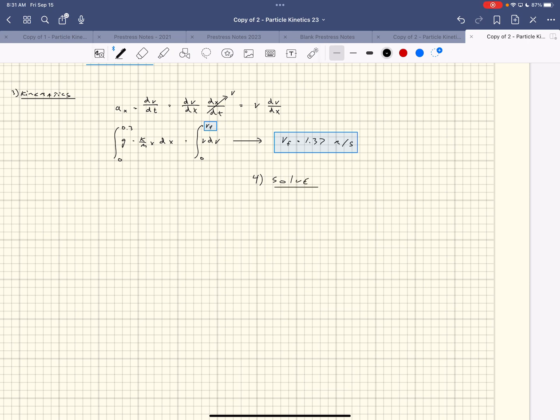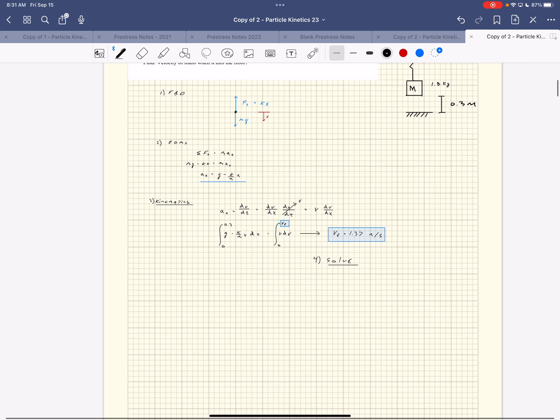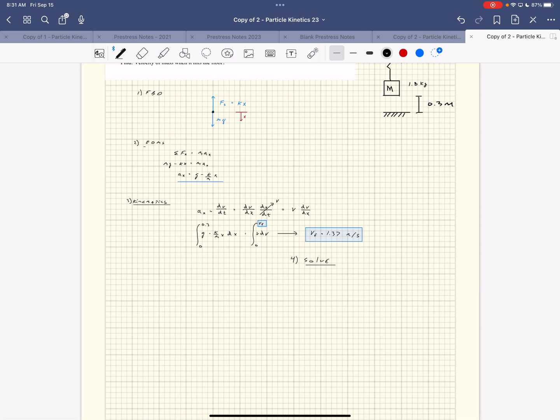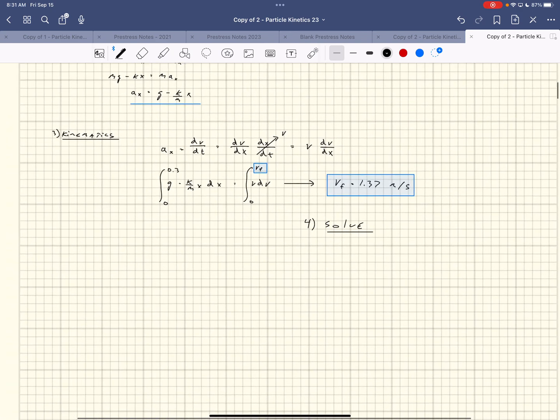Our solution method at each one of those had drawing a free body diagram, writing our equations of motion, doing our kinematics, and then solving. So the last step right there is just the solving. You would have to take that integral and then carry out the definite integral and go that way. I did that all with my calculator. Start learning your calculator. Super helpful.